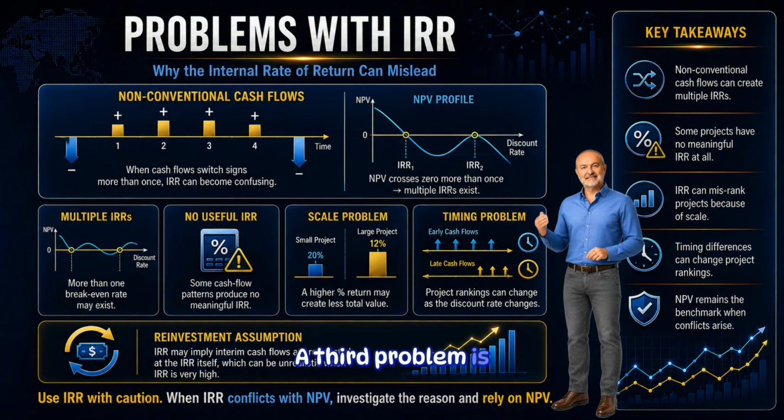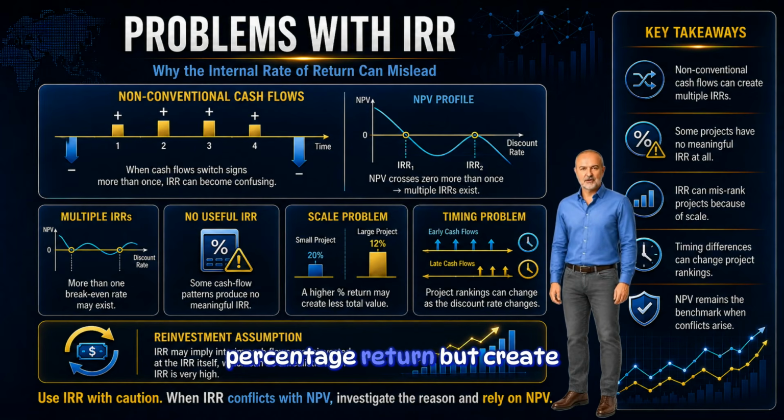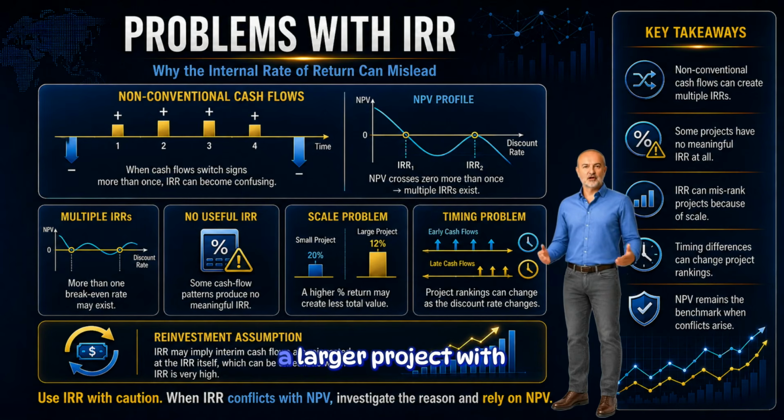A third problem is scale. IRR is a percentage, not a dollar value. A small project may have a very high percentage return, but create less total value than a larger project with a lower percentage return. A fourth problem is timing.